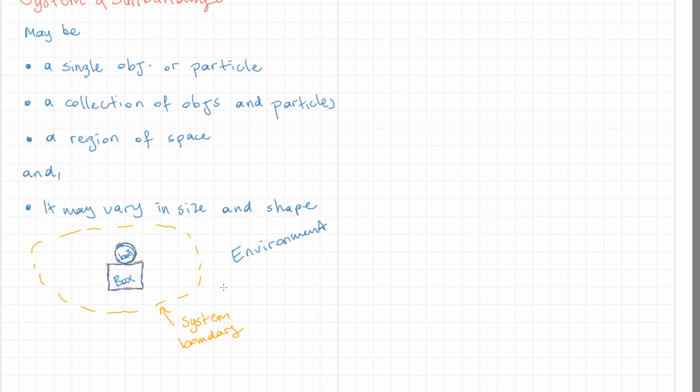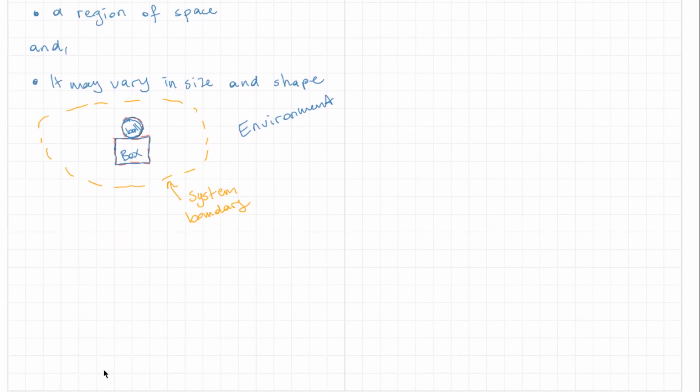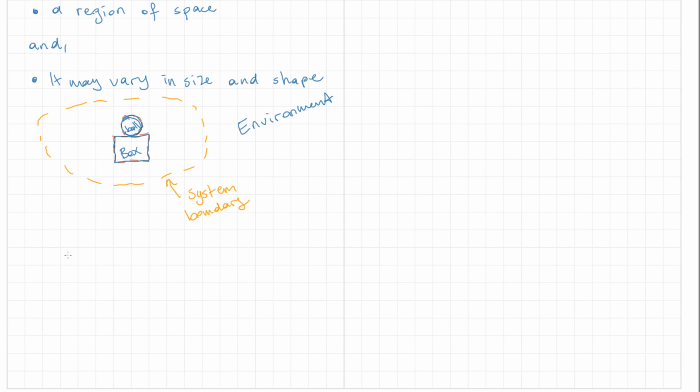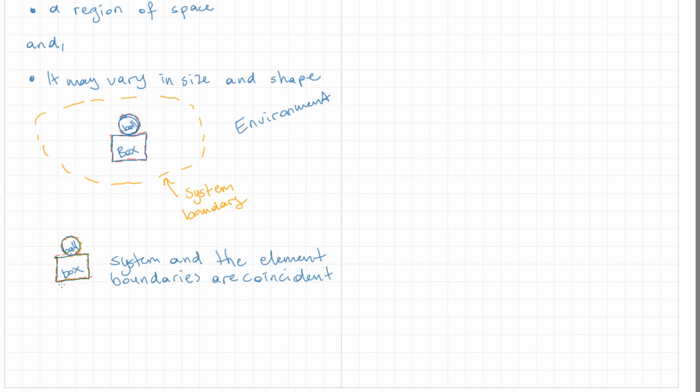Again, it doesn't have to be coincident with the boundaries of the object, but there is only one restriction. The system boundary has to include all the objects or particles in the system as a whole. In order to make it clear, let me give you one more example where the system and the object boundaries are coincident. Here in this example, as you can see, the dashed red lines are representing the object boundaries and the orange dashed lines are representing the system boundaries, and both are coincident with each other in this example.